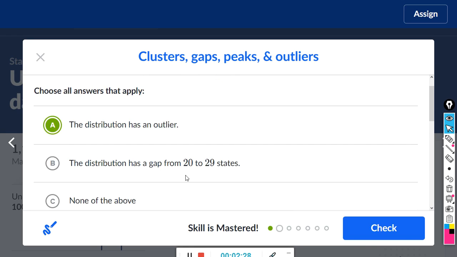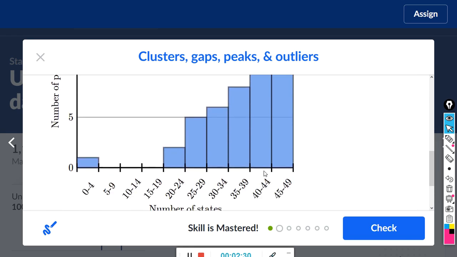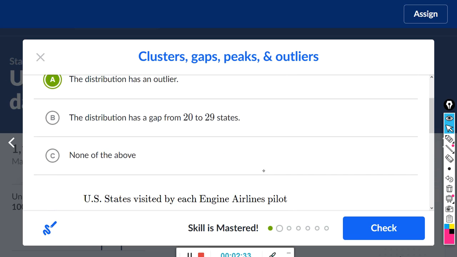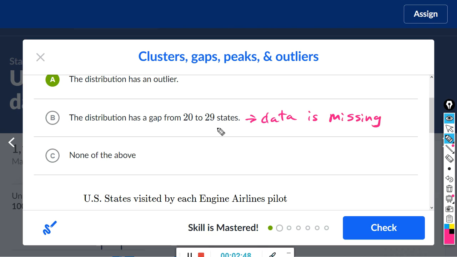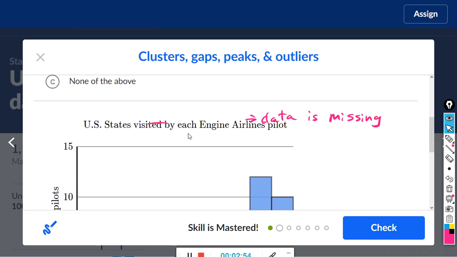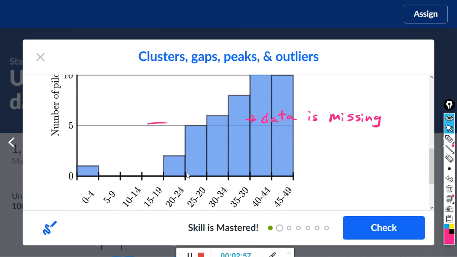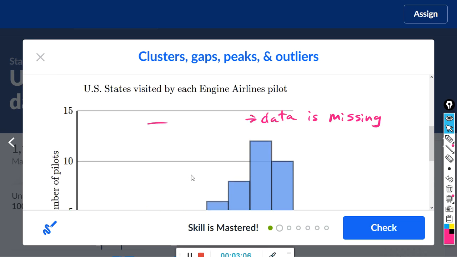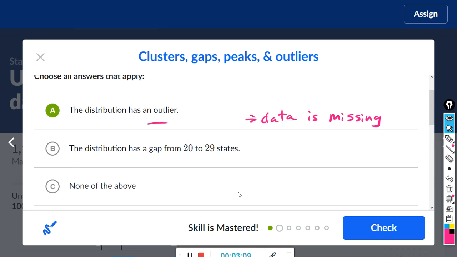B, the distribution has a gap from 20 to 29 states. A gap would be when the data is missing. If we look at the range from 20 to 29, that's right here, and clearly we do not have a gap. We actually have a cluster because there's data here and there's data here. So there's definitely not a gap. So B is not true and C is not true.